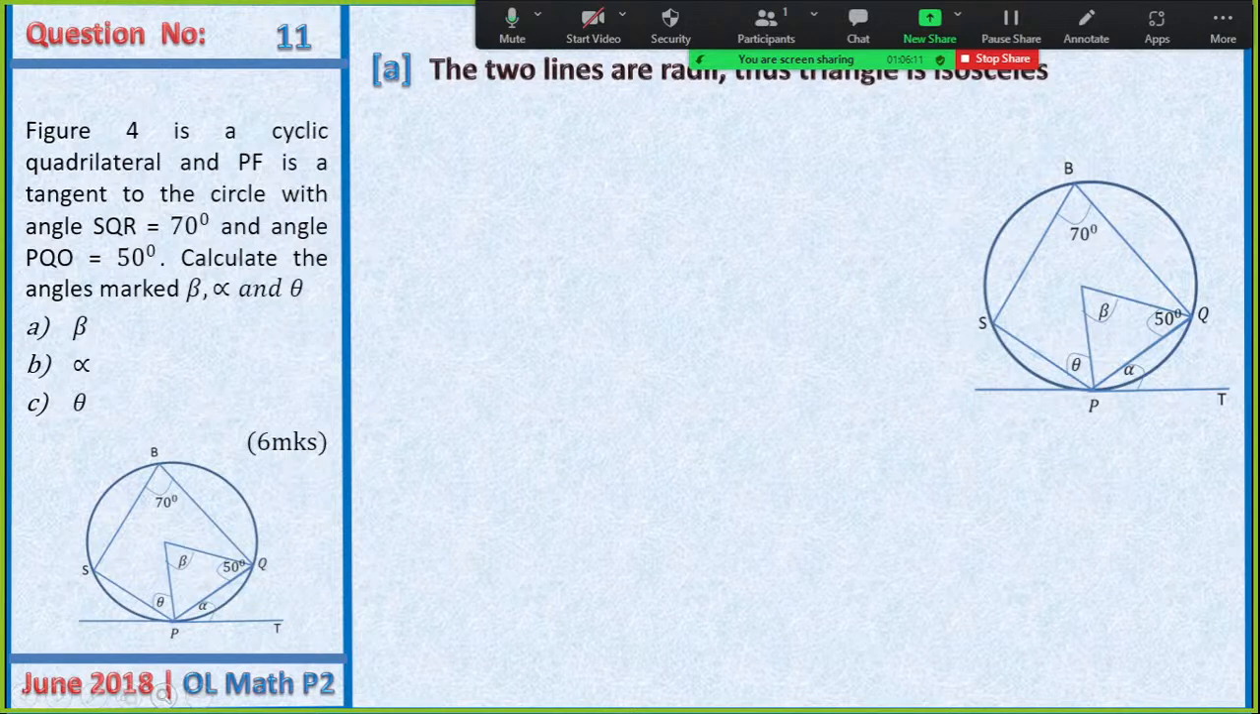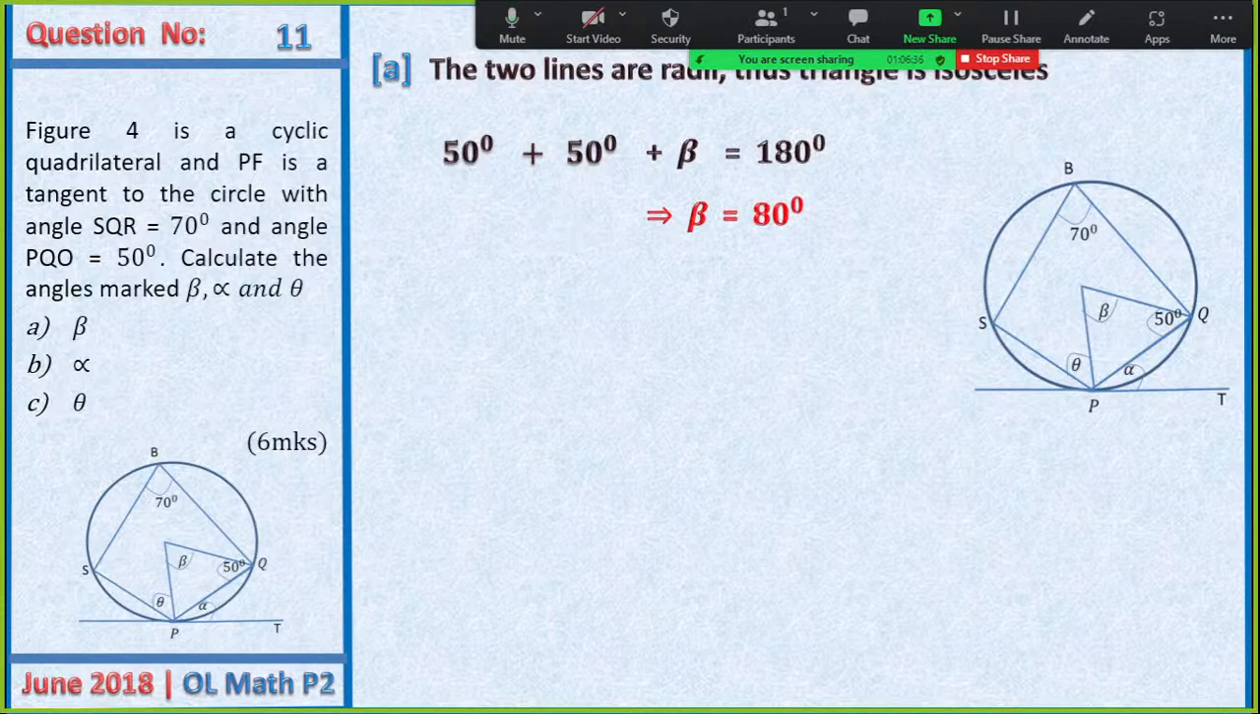So let's look at beta. This angle is 50. This is a radius, and this is another radius. So this is an isosceles triangle, right? Therefore this other angle here is also 50. So 50 plus 50 plus beta equals 180, and beta should be equal to 80 degrees.